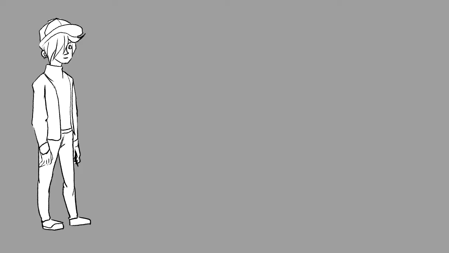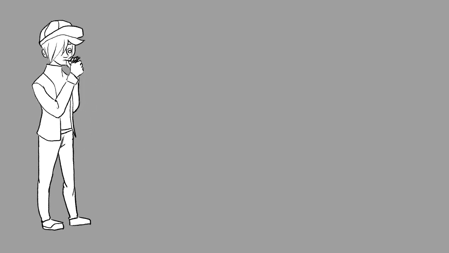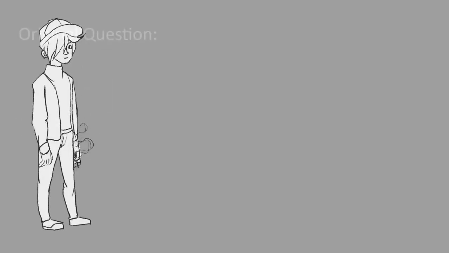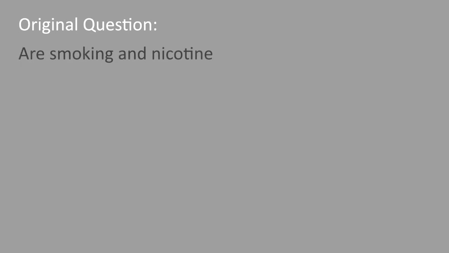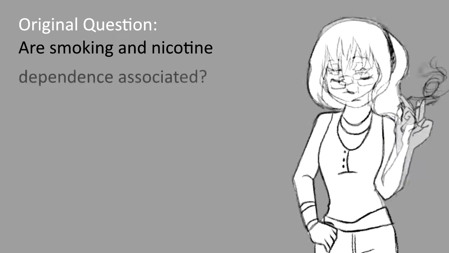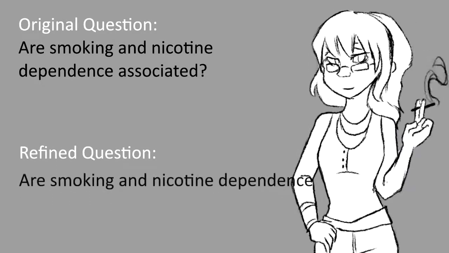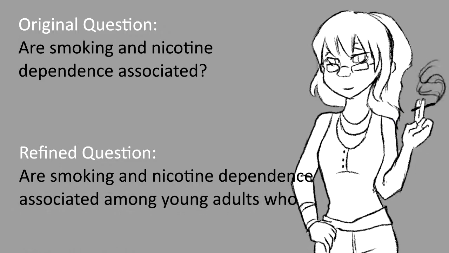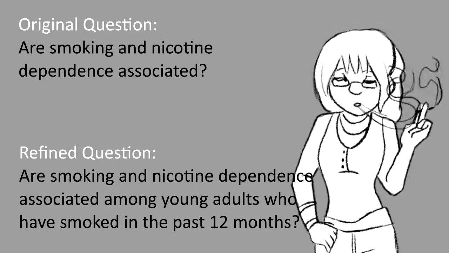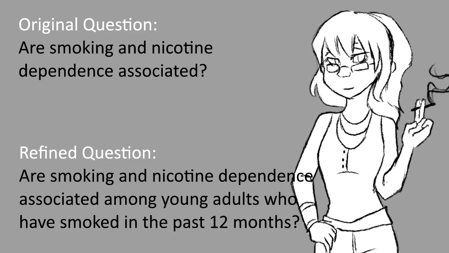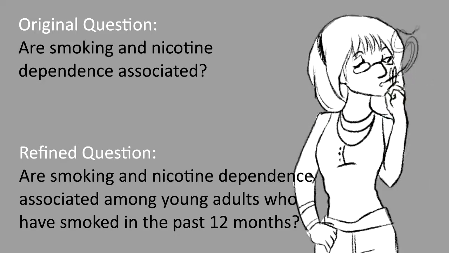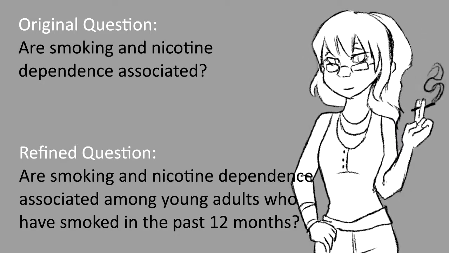So the original research question for our example is further clarified to include the association between smoking and nicotine dependence, but only among young adults who have smoked in the past 12 months. The research question is not changed. Rather, the question will be asked based only on a subset of the observations that are available in a specific data set that will help answer the research question.